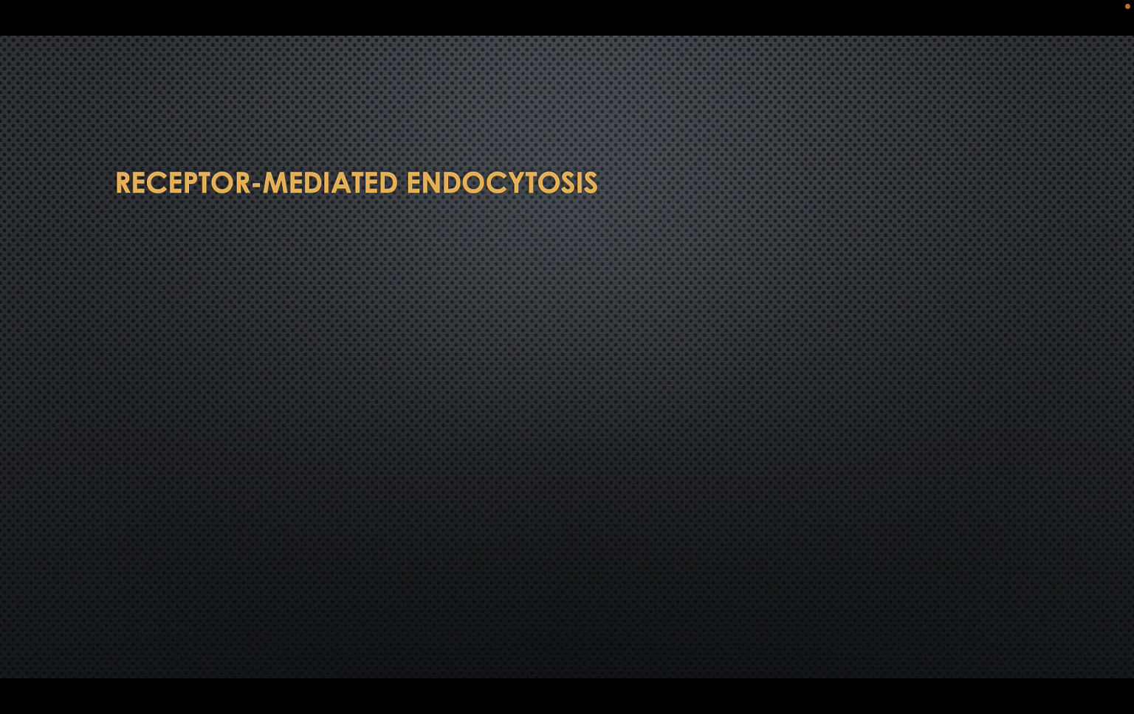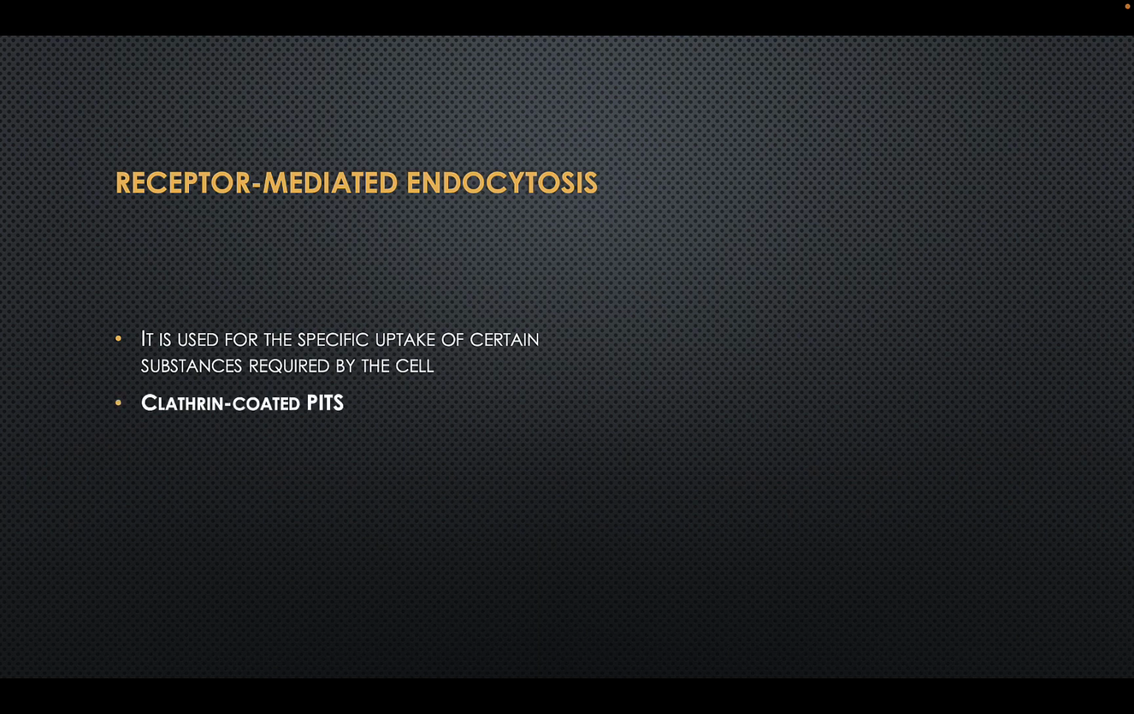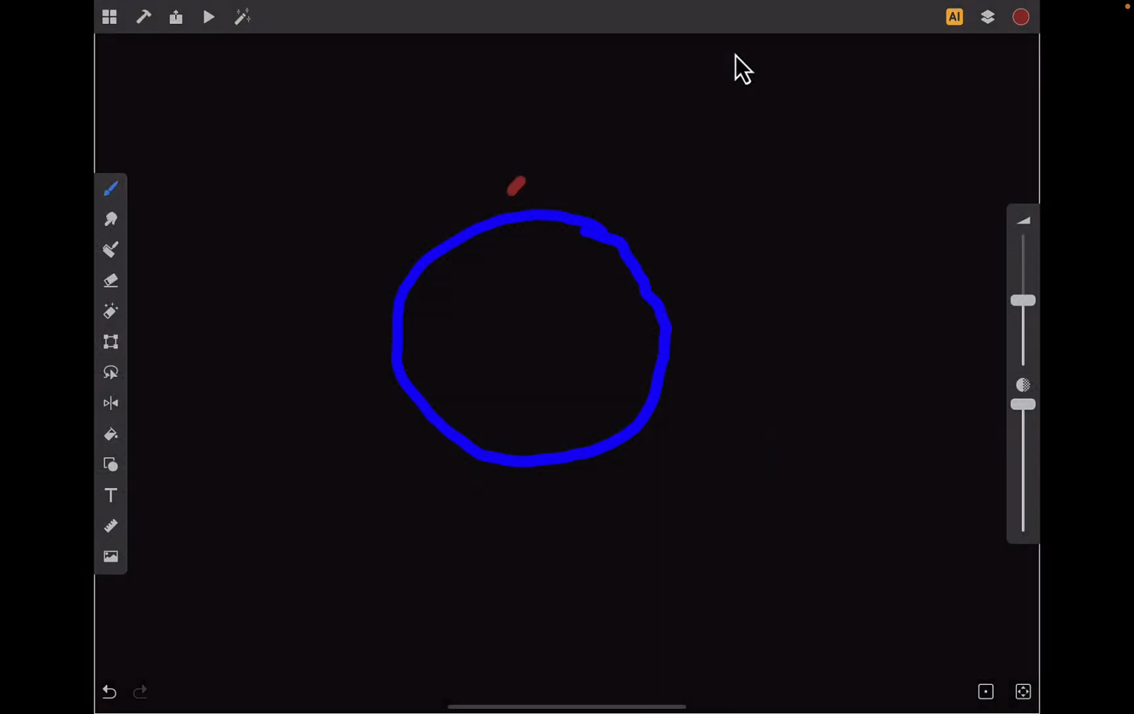So with receptor-mediated endocytosis, it's used for a specific uptake of certain substances required by the cell. And we use clathrin-coated pits to do this. So before we go any further, I just want to go through a few details about what receptors are all about. Remember, we talked about gates that are on the outside of the cell.